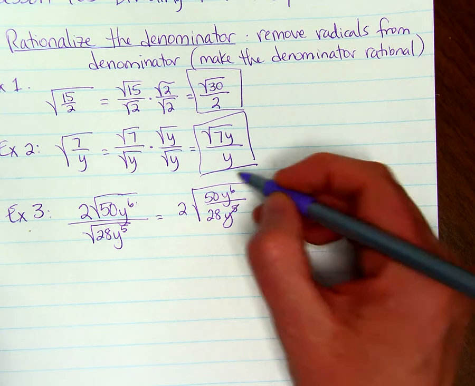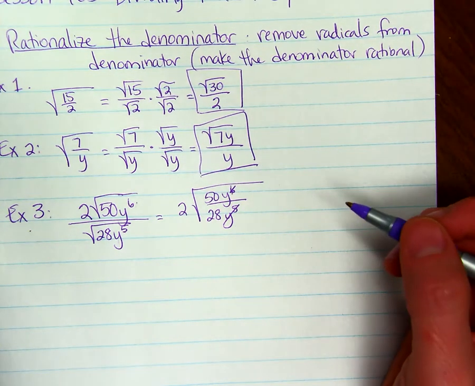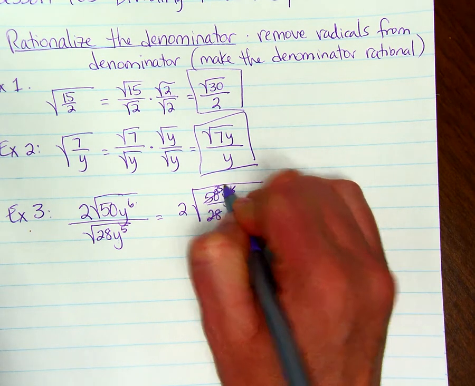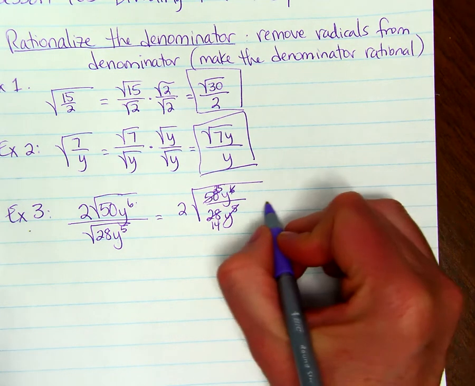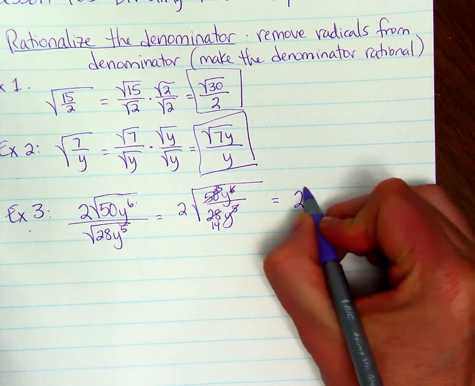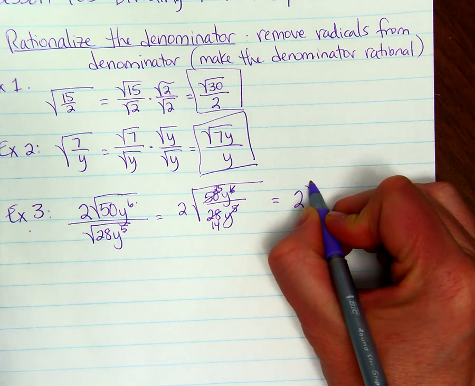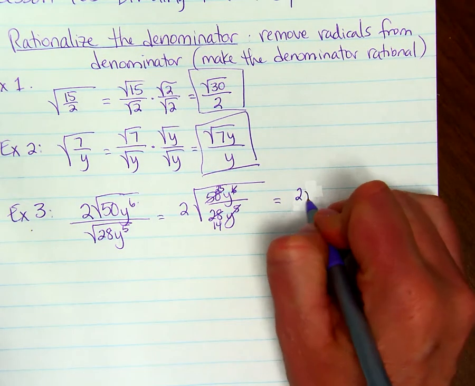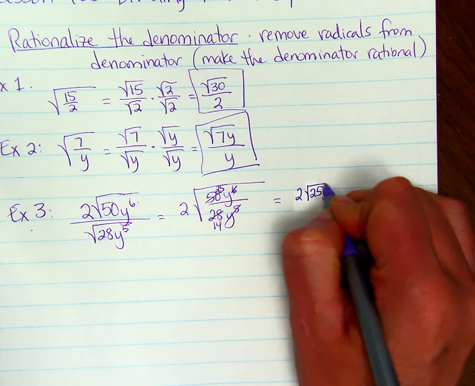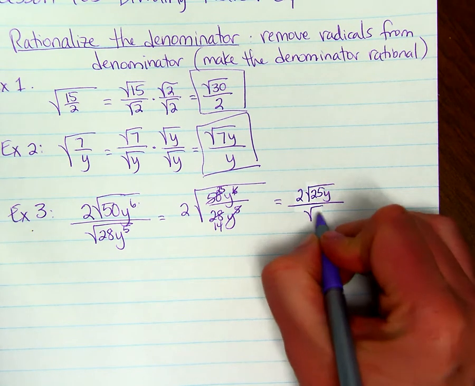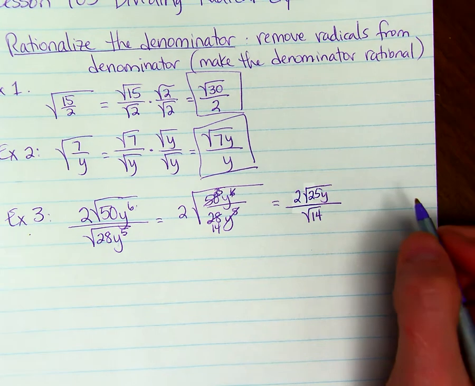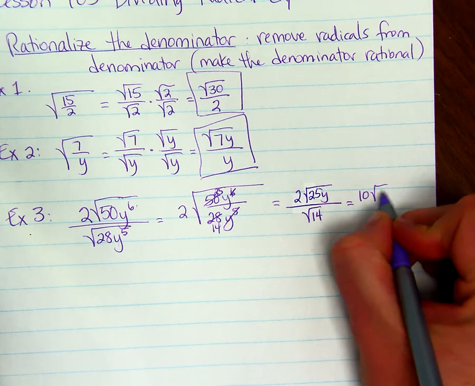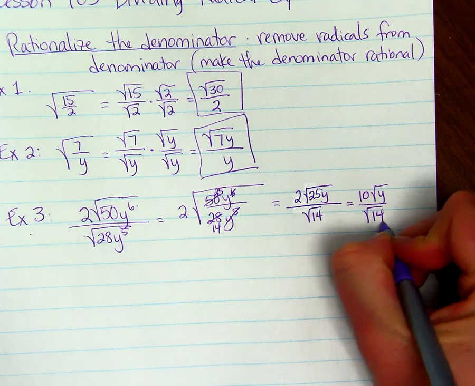So I can cancel y to the 5th from the numerator and the denominator. If I divide both 50 and 28 by 2, I get 25 and 14 in the denominator. So now what I have is 2 square root of, wait, let me put that in the numerator here. So we have 2 square root of 25y divided by the square root of 14. The square root of 25 is just 5. So 5 times 2 is 10 root y divided by the square root of 14.